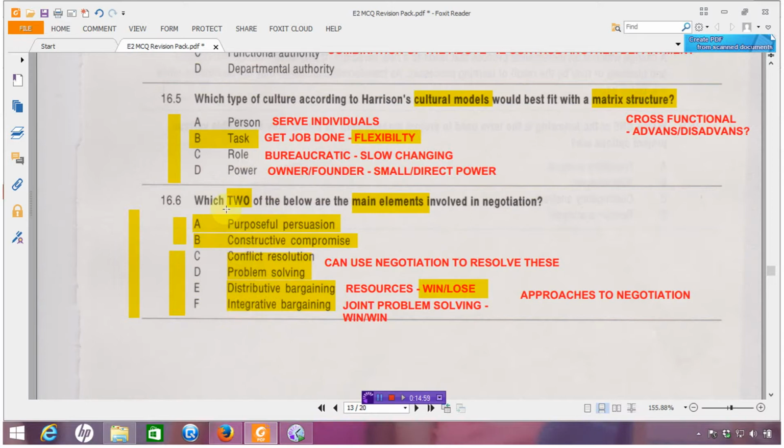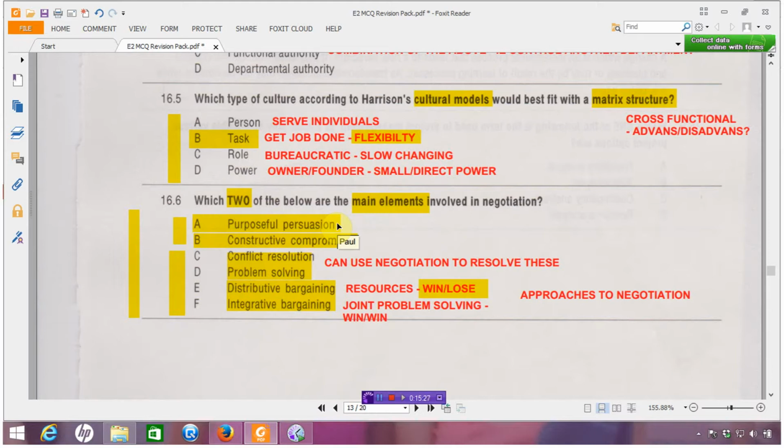Okay, so back up to A and B. So why or how could we distinguish those from the rest of the answers, particularly F? Well, I think it's tricky. I think it's tricky to do. What do they mean? Well, purposeful persuasion simply means arguing. It simply means trying to persuade the other party that your stance is a better stance. Okay, constructive compromise. Well, basically, it just means compromising.